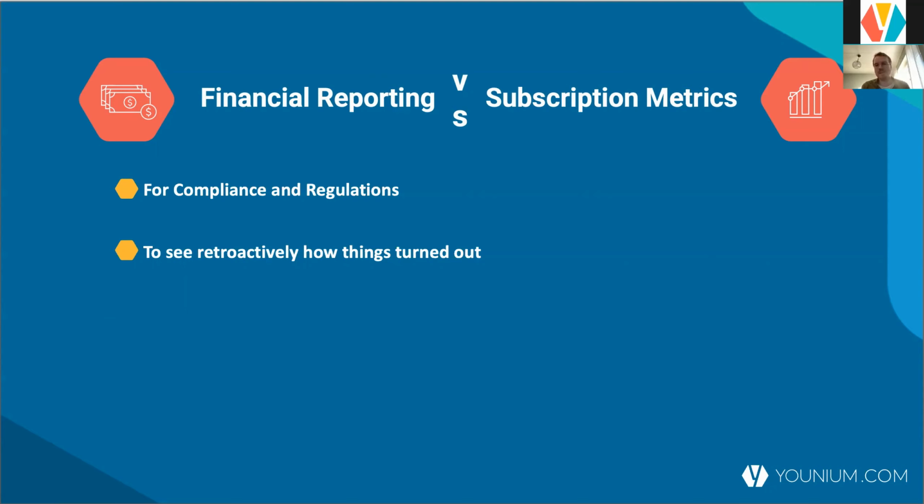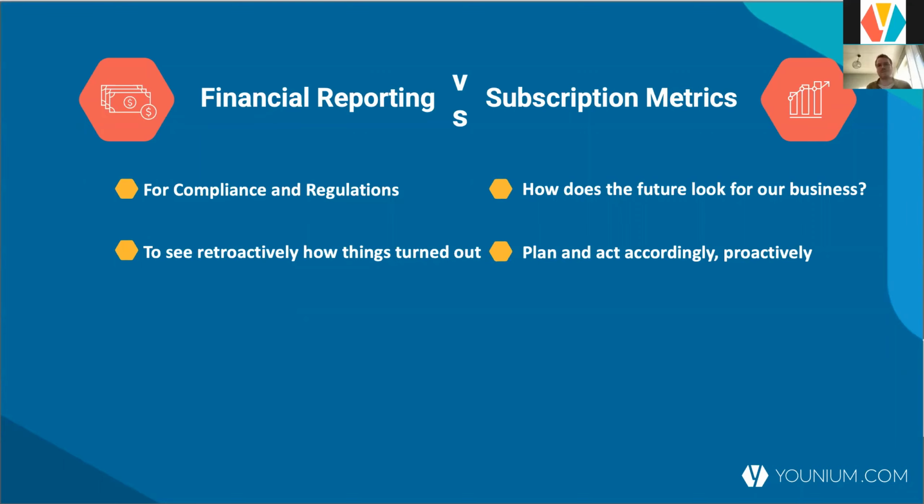While subscription metrics give us more information about the future, kind of getting an outlook on how things will probably turn out. This gives us the possibility to plan and act more proactively, and to see where our business is going. But most importantly, these two types of reporting combined give us the most complete picture of our business for our stakeholders and management.